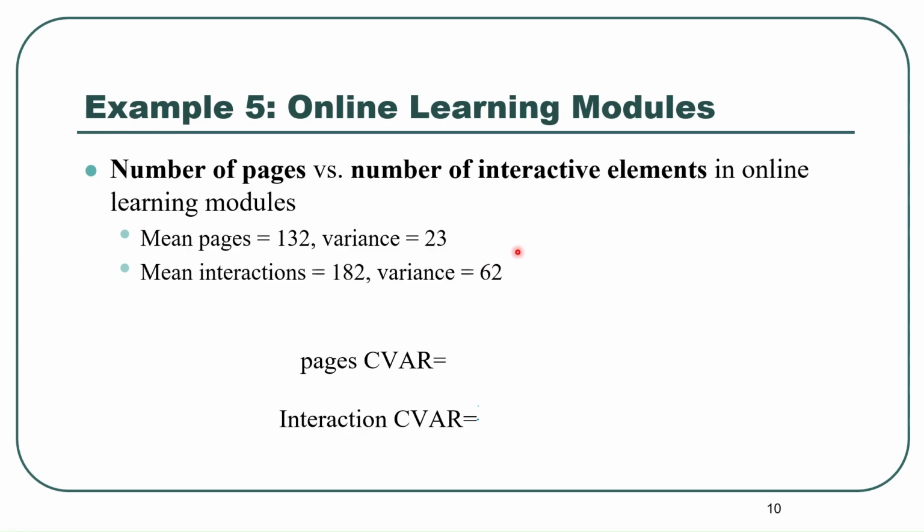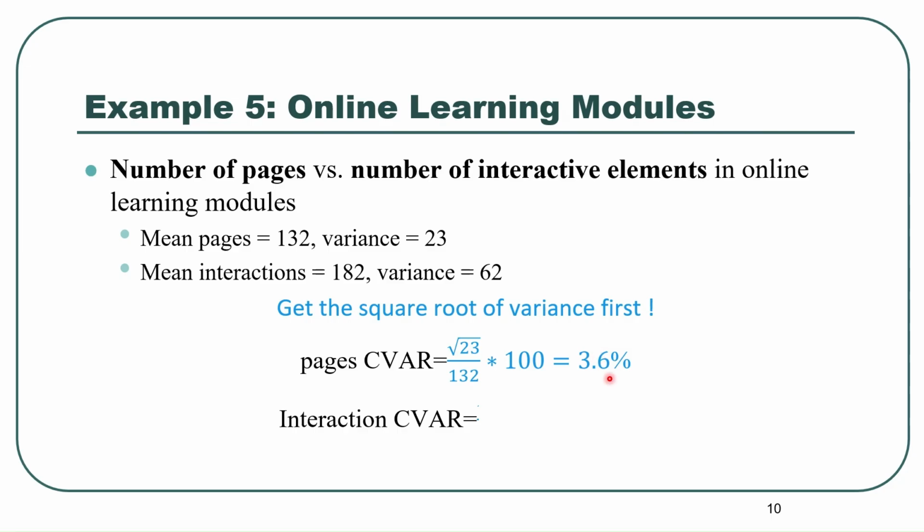To compare the variability, we need to calculate the standard deviation of each one. So we are going to take the square root of that one and the square root of that one first, and then plug it into our formula for the CVAR. Doing that, we get 3.6% as the CVAR for my first feature, the number of pages, while for the second one, we get 4.3%. As you see here, I took the square root of the variance to get the S, the standard deviation.